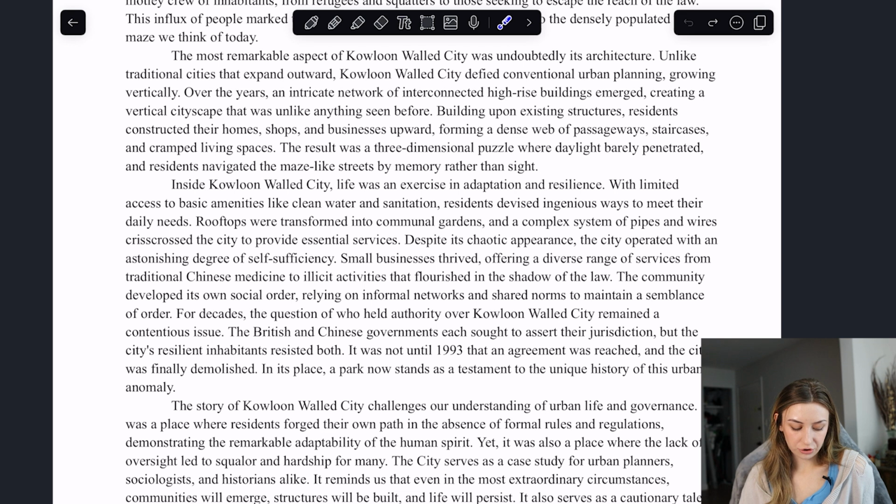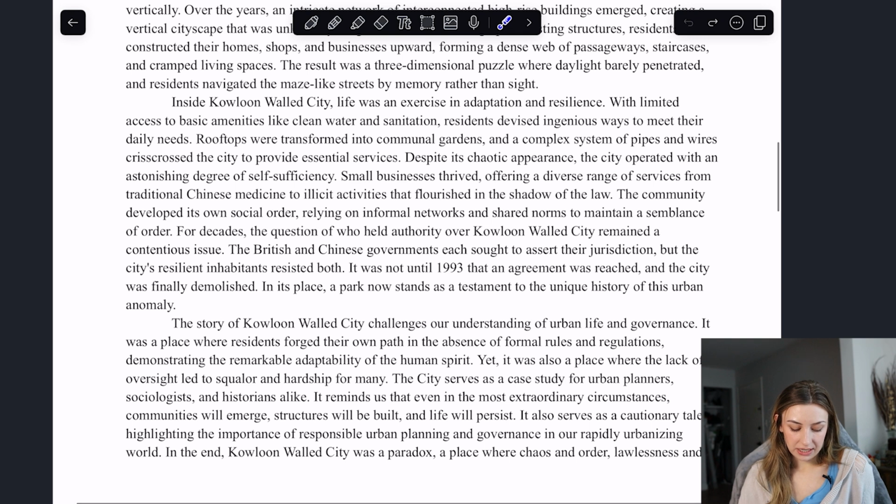Building upon existing structures, residents constructed their homes, shops, and businesses upward, forming a dense web of passageways, staircases, and cramped living spaces. The result was a three-dimensional puzzle where daylight barely penetrated and residents navigated the maze-like streets by memory rather than sight. Inside Kowloon Walled City, life was an exercise in adaptation and resilience. With limited access to basic amenities like clean water and sanitation, residents devised ingenious ways to meet their daily needs.